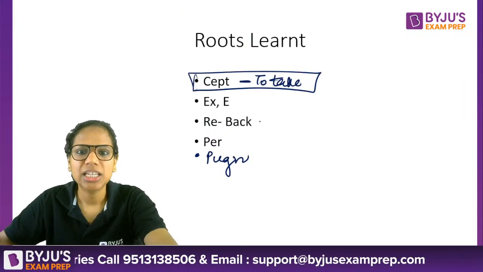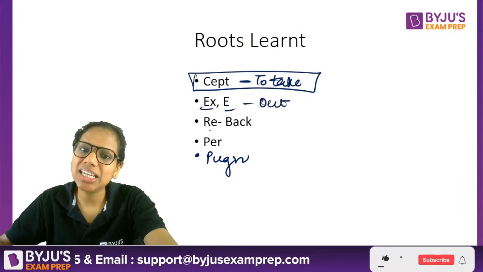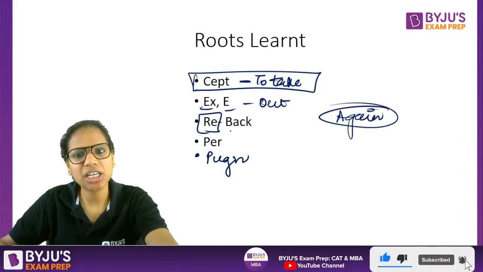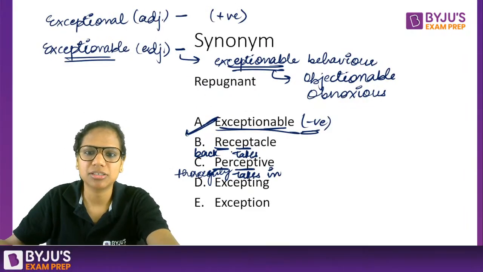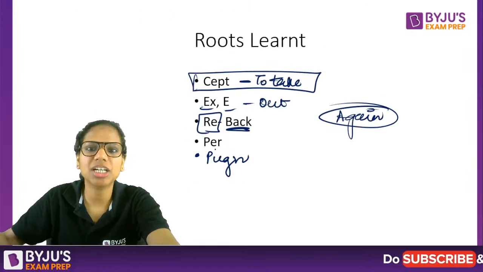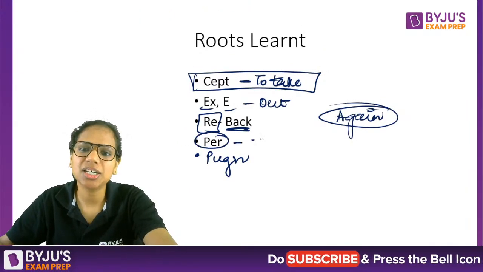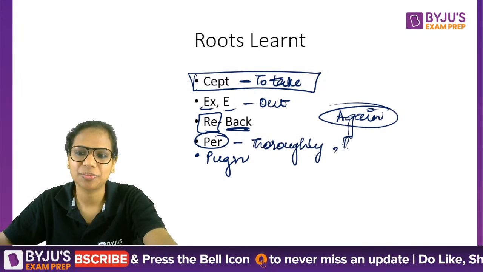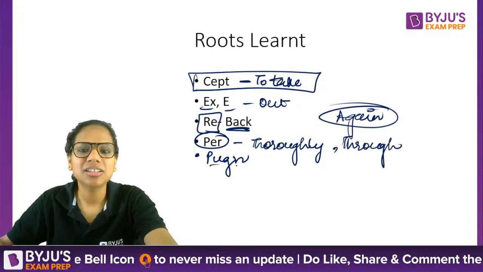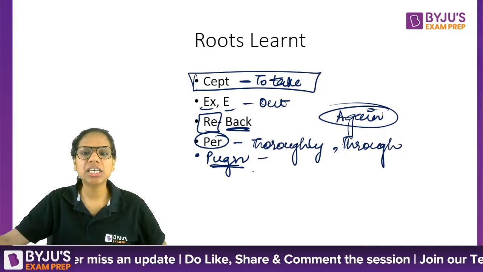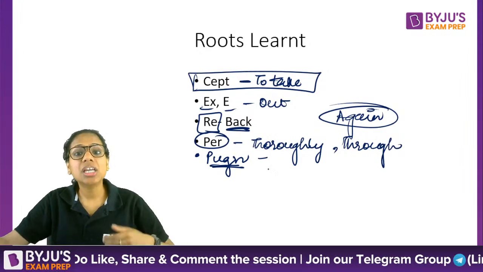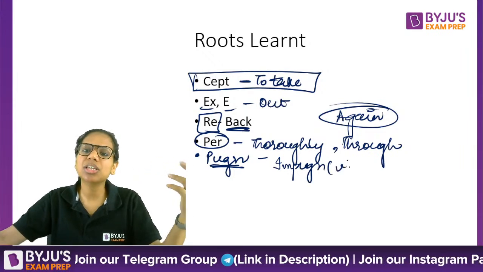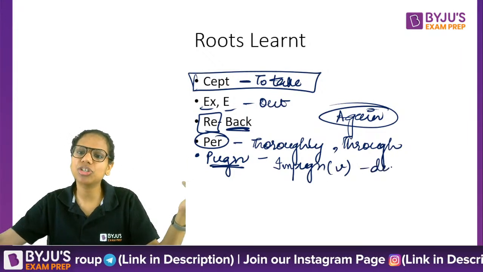Okay. Then ex means out. Re here means back. Re can also mean again, like in repeat, but here it meant back. Receptacle, something that takes back. Okay, a container. Per here meant thoroughly. Per can mean through also, but here it meant thoroughly. Now pugn, you said absolutely correctly, it means to fight. So pugnacious, pugilist, impugn, correct. Somebody mentioned impugn earlier. Absolutely. When you impugn something, you dispute it. Impugn simply means to dispute.